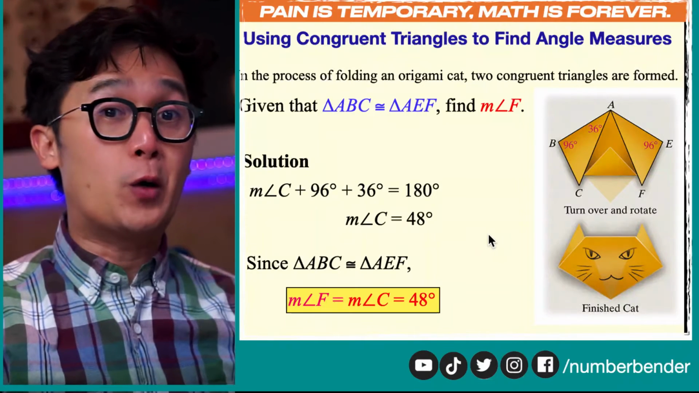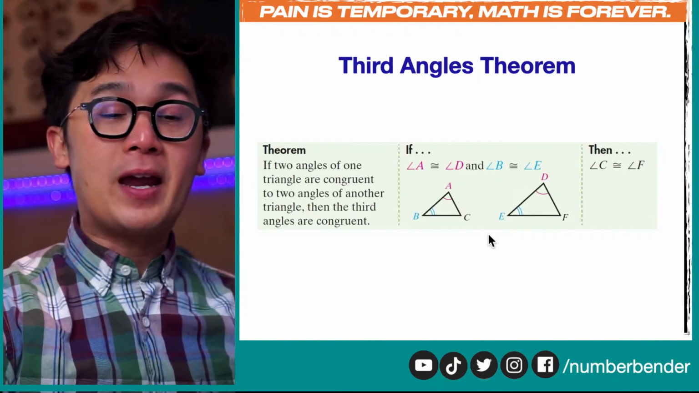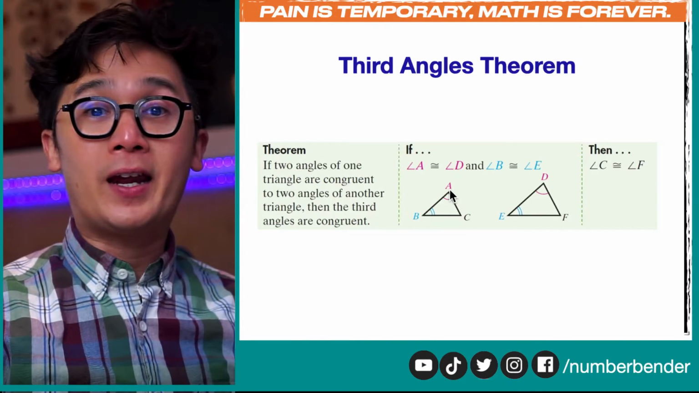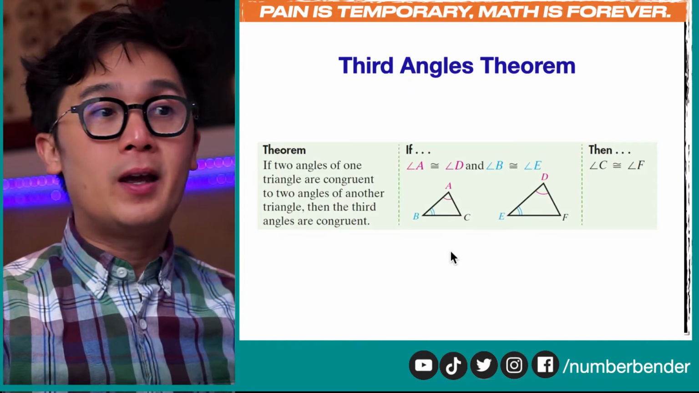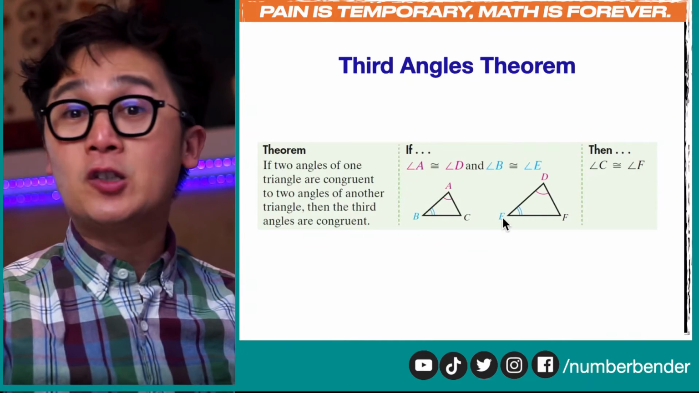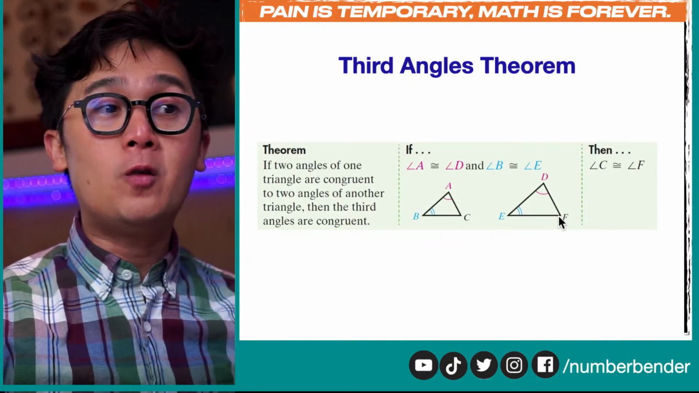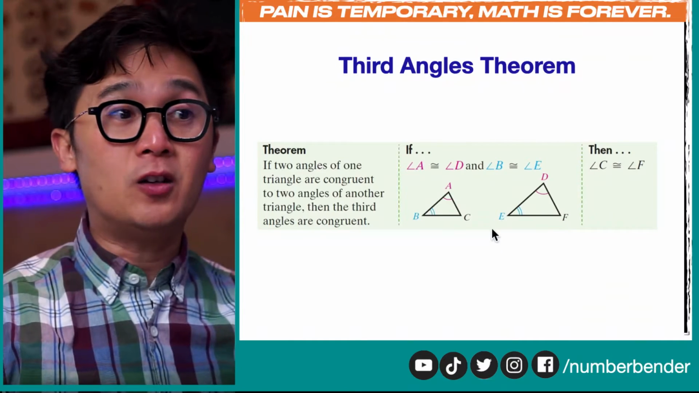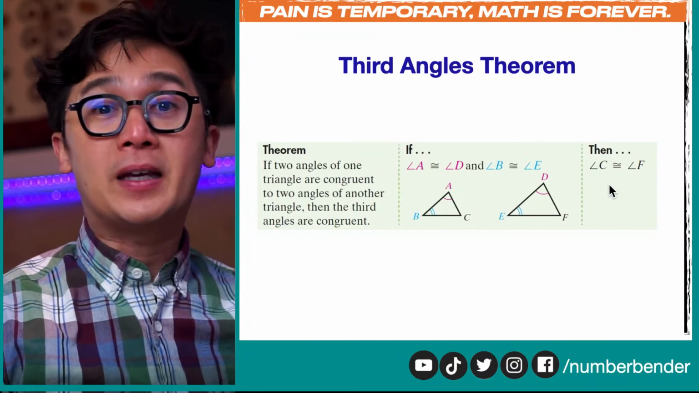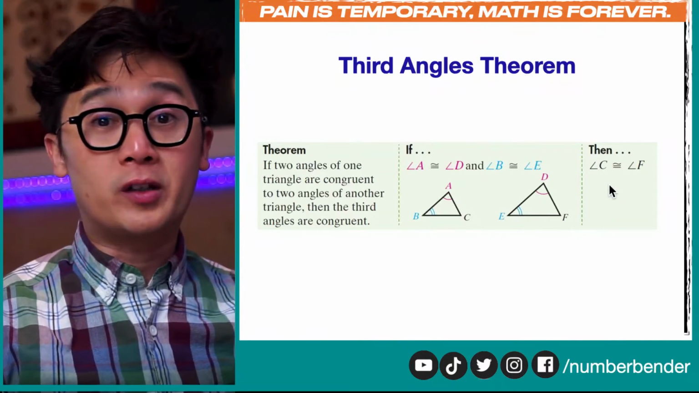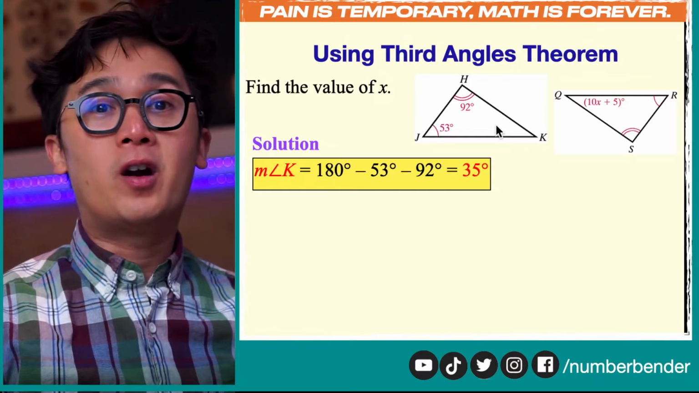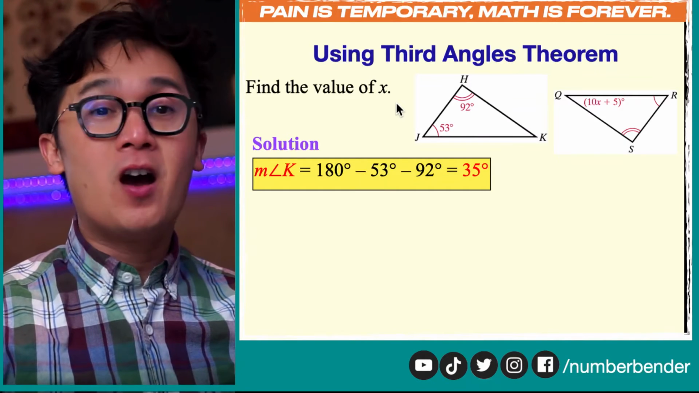And the next theorem that we're going to be using is the third angles theorem. From this theorem, we know that if the corresponding angles A and D are congruent, and we also have corresponding angles B and E that are congruent, even though we don't know any information on the third angles, angle C and F, we can say that angle C is congruent to angle F because of the third angles theorem. And this is what we're going to use so that we'll be able to figure out how to solve for x, the value of x in our triangle.